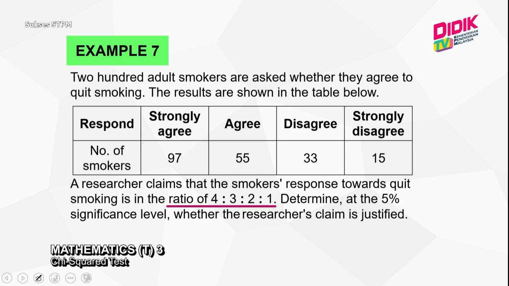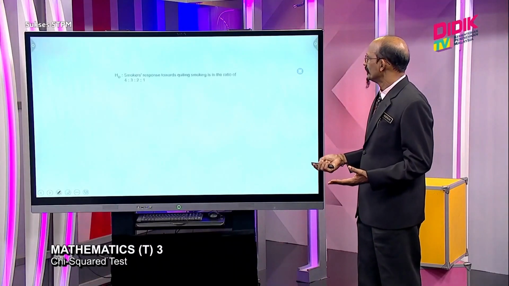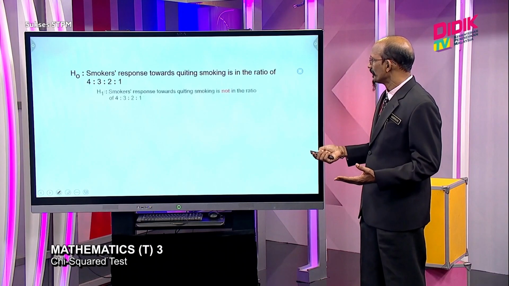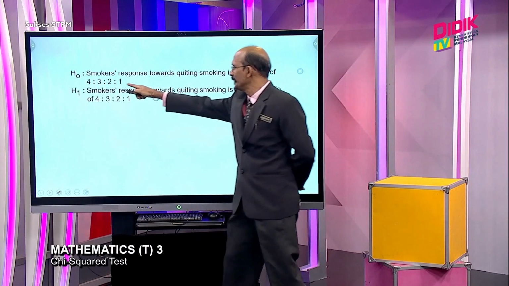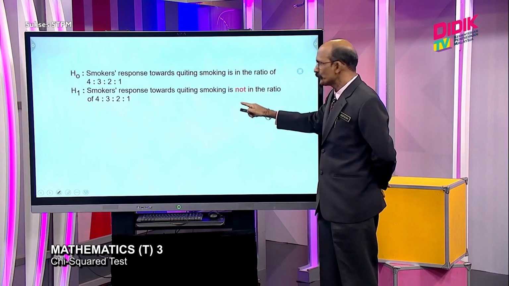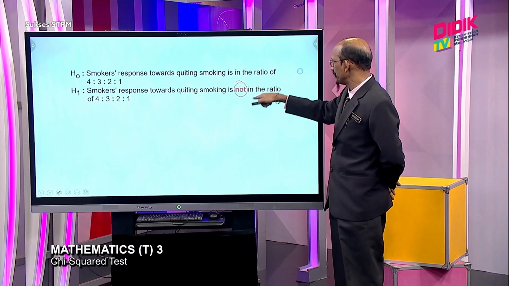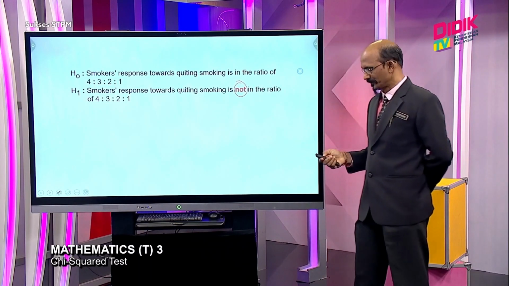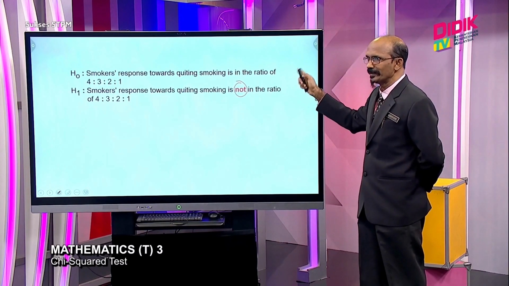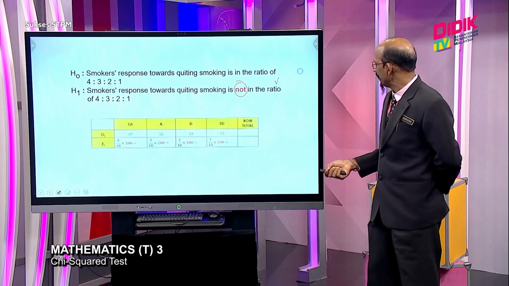So what we do, as I mentioned earlier, is the 6 steps. For H0, we just write the distribution. And then for your H1, just add the word not. Everything is exactly the same, we only put the word not. That means the first one we agree, the next one we do not agree with that. And then we get 1 mark there.